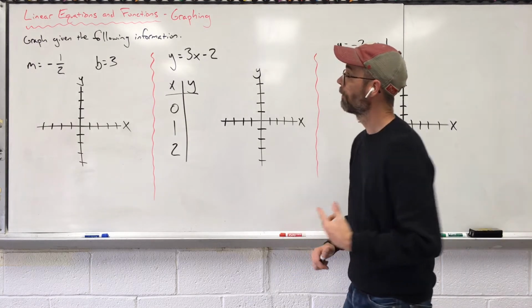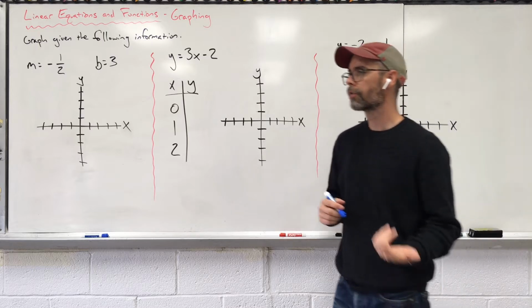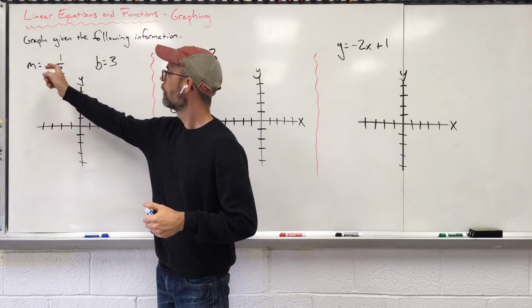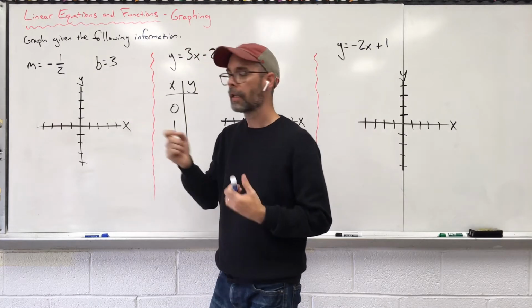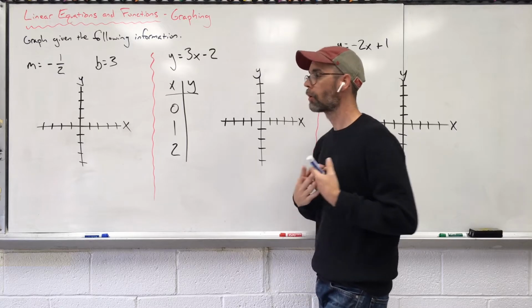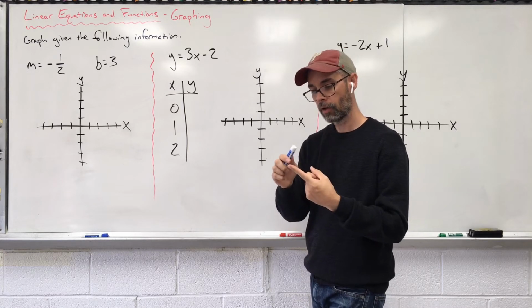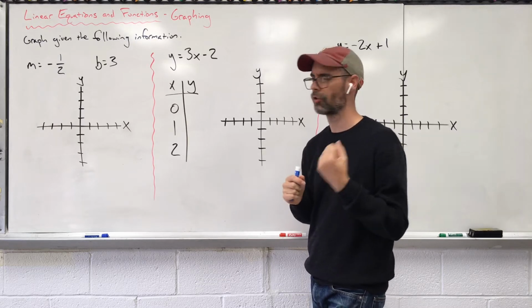So I want to look at graphing linear equations given a bunch of different types of information. Starting off, say we're just given slope and y-intercept. I want to plot each one of those. Now, what do I plot first? Whenever you're graphing something, if you have slope and y-intercept, you always have to graph that point. We need a place to start.